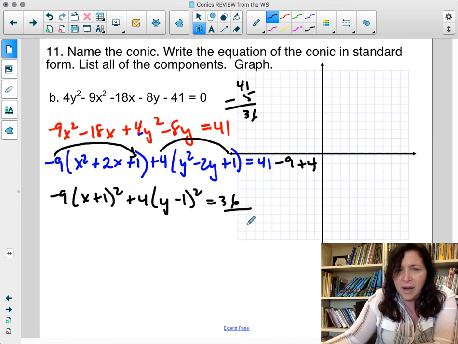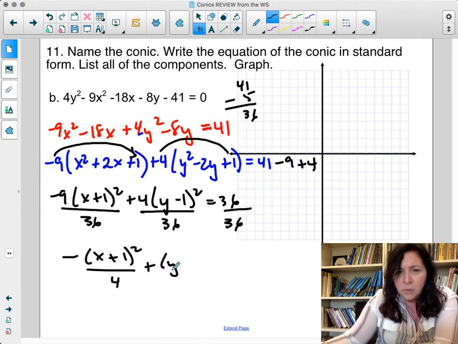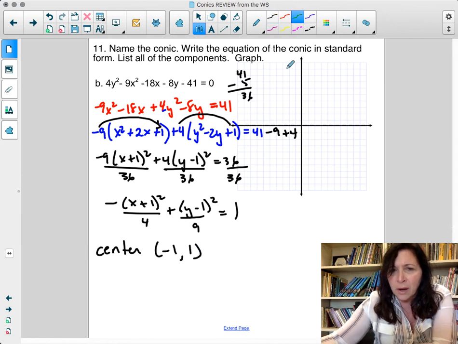So we're going to divide by 36 on all values here. And we're going to get negative quantity x plus 1 squared over 4 plus y minus 1 quantity squared over 9 equals 1. And so this looks like my center of my hyperbola is going to be at -1, 1. So graphing it, it's going to be right here, point.